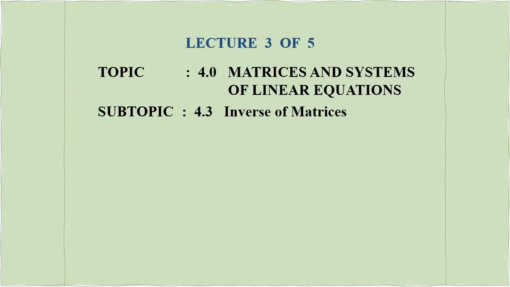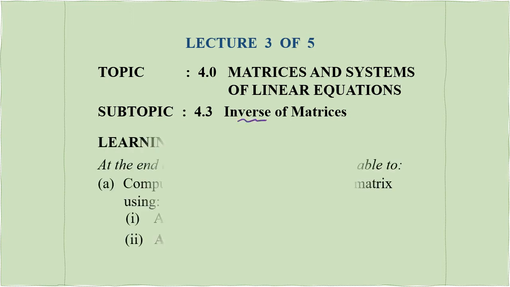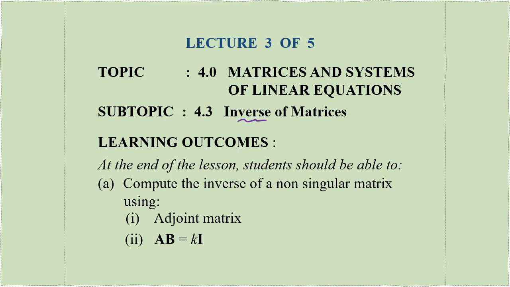So today we are going to continue with lecture 3 of chapter 5, where we focus on subtopic 4.3, inverse of matrices. The learning outcome for this lecture is that at the end of the lesson, students should be able to compute the inverse of a non-singular matrix using the adjoint method and the AB equal to KI method.